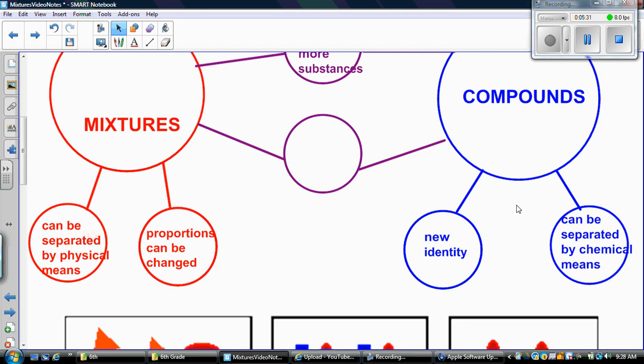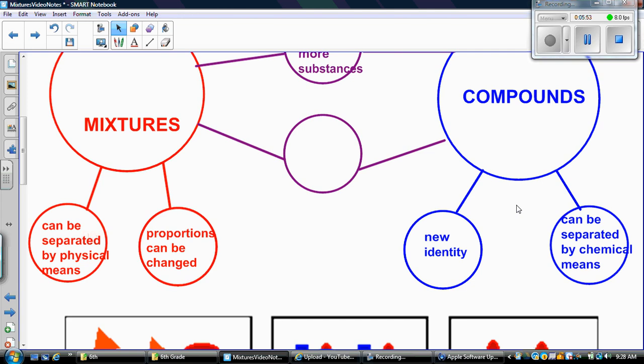Compounds can be separated by chemical means. So there's a difference between physical and chemical means. Chemical means you need to add a lot more energy to separate the compounds. For example, water, which is a compound, you can't separate it physically. If I pour water into two different glasses, it's still water. You did not separate the compound.